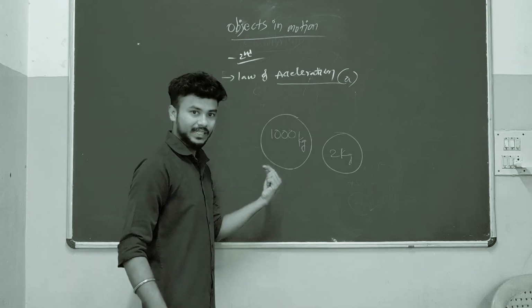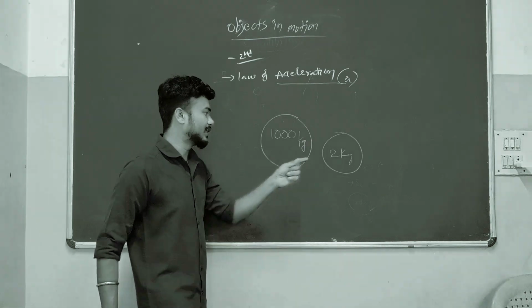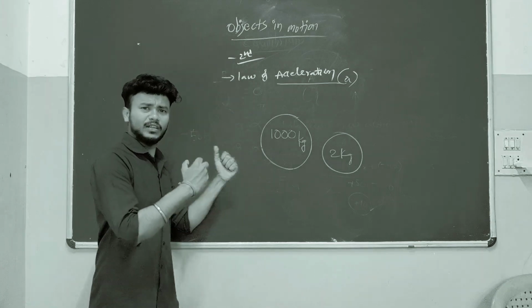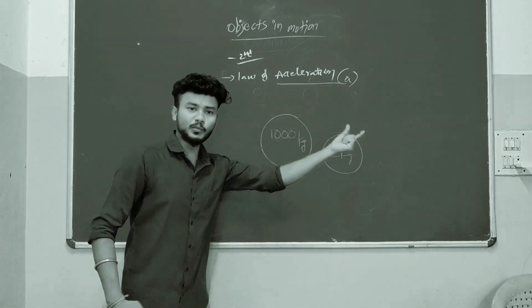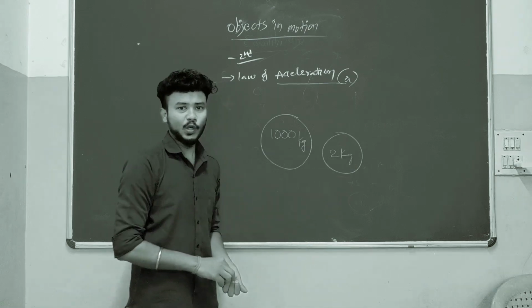And one more point we have to see in this way. If you want to move this 1000 kg ball from here to here, we need a big force. And to move that 2 kg ball, we need less force. With less force we can do it.